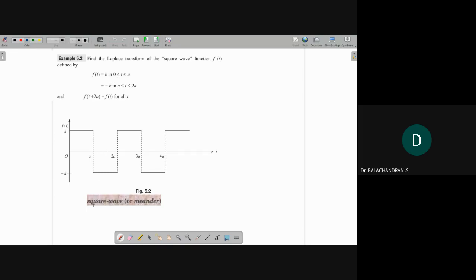You should be ready for this: if they give the diagram, then you should write the function. Here it is called the square wave function, and there is one more name, so you should know both the names. Yesterday we also discussed that the periodicity of this function is 2a. From 0 to a, f of t is k, and from a to 2a, f of t is minus k. So you can easily write the function f of t and find the periodicity p equal to 2a. Now we will solve the problem.